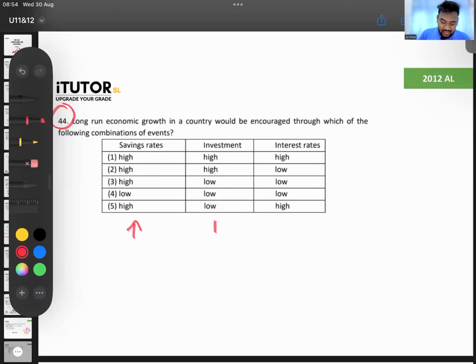Investment should also be high. Then if you want to have economic growth, what should happen to interest rates? I shared these in the past paper class group. Past paper: interest rates have to go down.